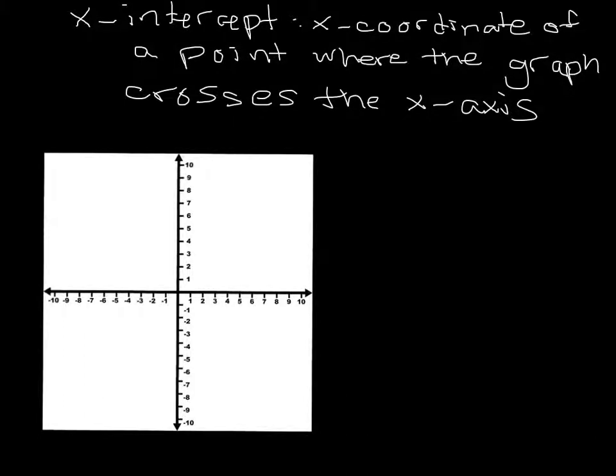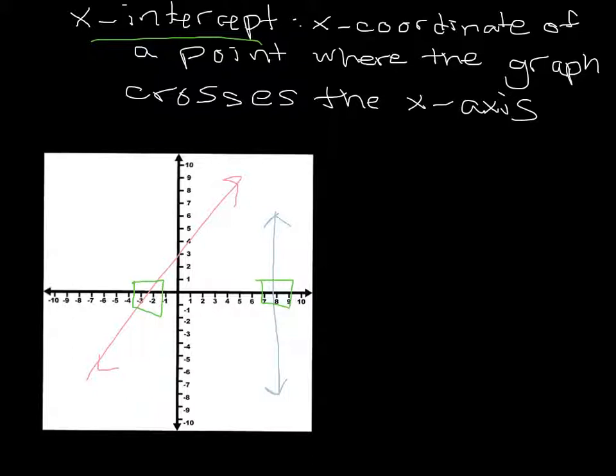As you can see from above, the x-intercept is the x-coordinate of a point where the graph crosses the x-axis. So now let's take a look at some examples. So here's one graph in red. Here's another graph in blue. And I'm going to box the x-intercepts with a green box.